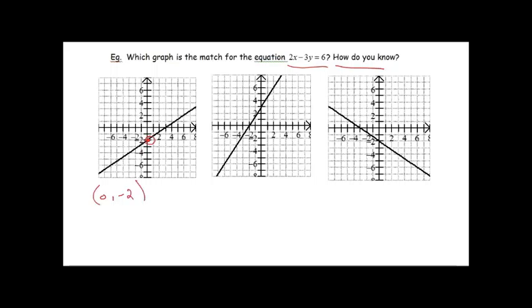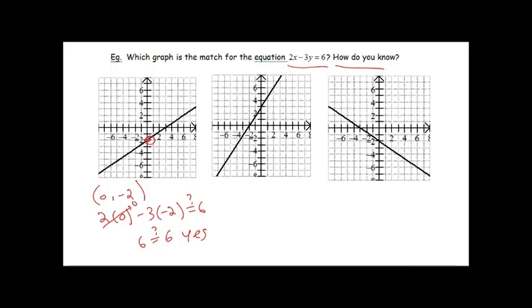So if I try that point in the equation 2x minus 3y equals 6, I put 0 in for x, minus 3 times y, which is negative 2. We're asking the question, hey, does that equal 6? This entire thing is 0. Negative 3 times negative 2 is 6. Does that equal 6? You bet. So we're asking, does 6 equal 6? Yes.